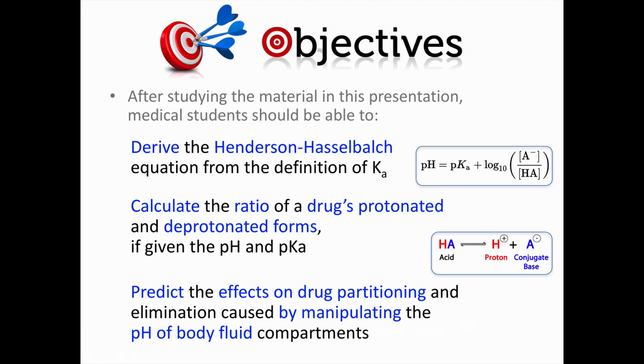The specific objectives of this module are that after studying the material presented here, you should be able to derive the Henderson-Hasselbalch equation from the definition of Ka, the acid dissociation constant, calculate the ratio of a drug's protonated and deprotonated forms if given the pH of a solution and the drug's pKa, and predict the effects on drug partitioning and elimination caused by pharmacologic manipulation of the pH of body fluid compartments.